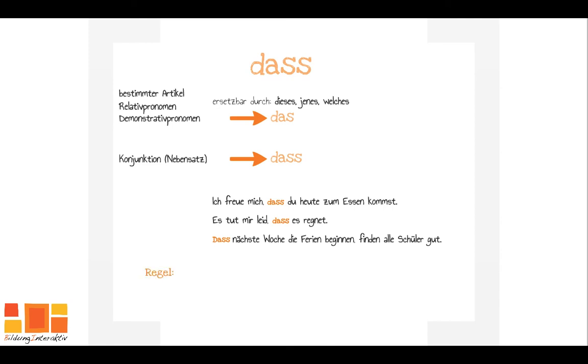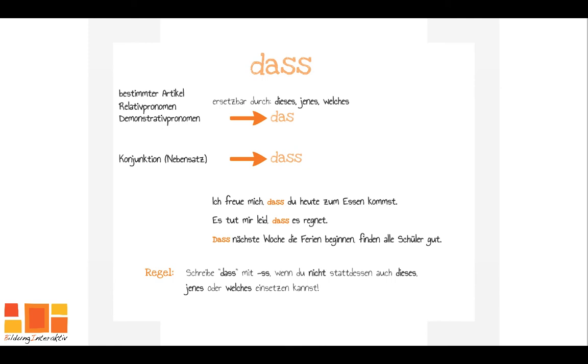And again, a short rule. You just write dass with a double S if you cannot replace it by dieses, jenes, or welches. And in this case, you always have a conjunction. Well, that was rule 2, and that's all you need to know.